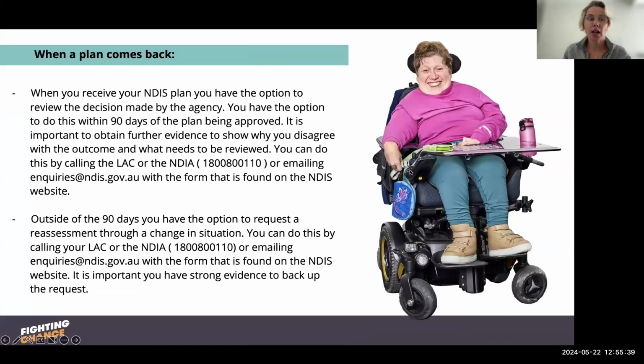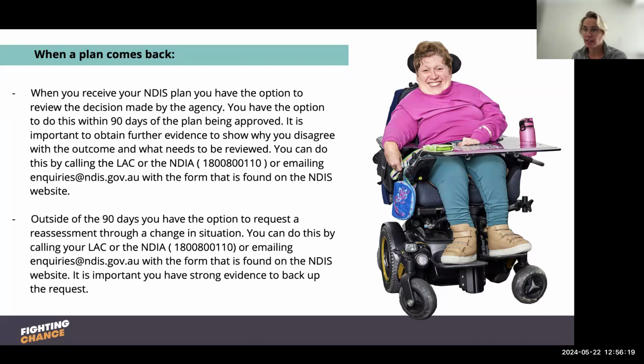So when you receive your plan, the LAC will tell you, the planner will tell you, the support coordinator will tell you, you have an option to review the decision. But it's important to really understand the plan first. A few people will come back to me and say, "I've got my plan, but it's wrong. I want to review it." But when we sit down and actually go through it, and I explain each of the budgets, they go, "Oh yeah, no, it's fine." So understand the plan first before jumping to reviewing it, because people go, "I'm just going to review the plan and I'll get more money."